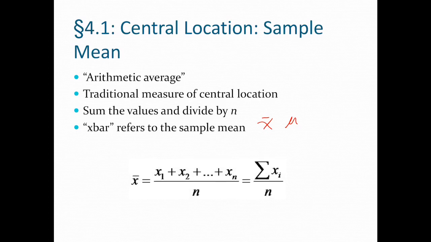So here we have x bar equal to x1 plus x2 up to xn, however big the sample size is, all divided by n, classically seen as the sum of x sub i over n. That is how we find the sample mean.